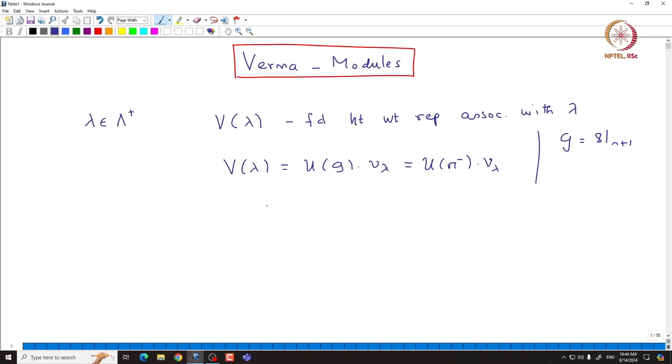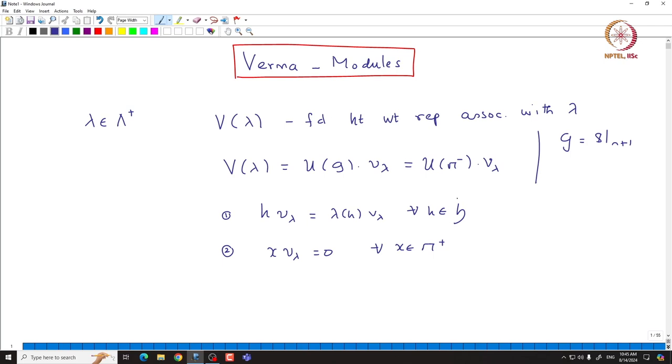Then this V lambda satisfies the following properties. This V lambda has H weight lambda. That means H V lambda is equal to lambda of H times V lambda for all H in H. So, this is the first thing. The second thing, when you take an element x from n plus, which is the positive part of the Lie algebra, then x V lambda is equal to 0 for all x in n plus.